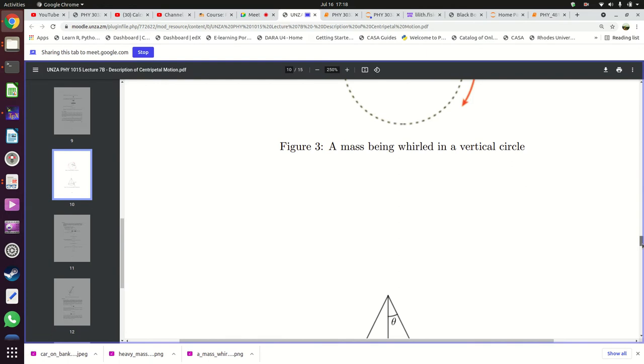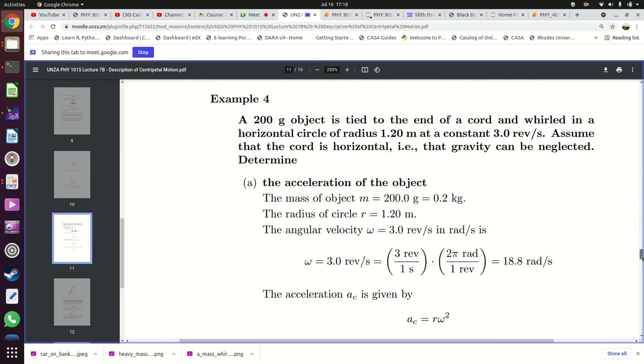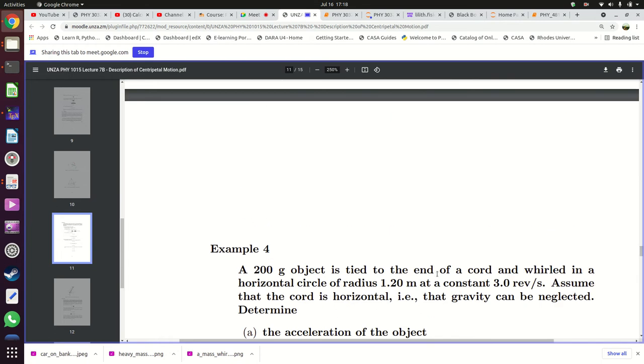Okay, so let's look at some examples of this same thing. Here, example number 4: you have a 200 gram object tied to the end of a cord and whirled in a horizontal circle of radius 1.2. Yes?